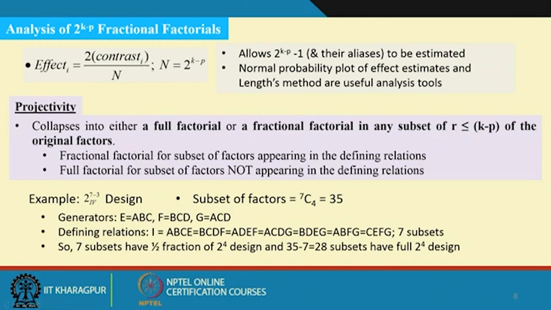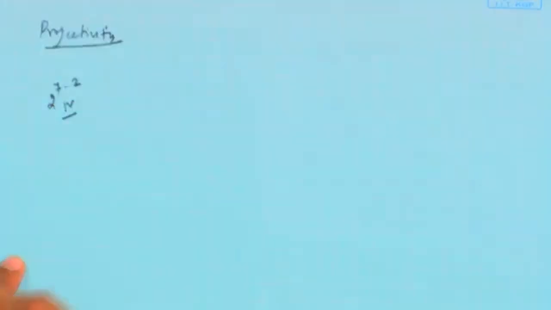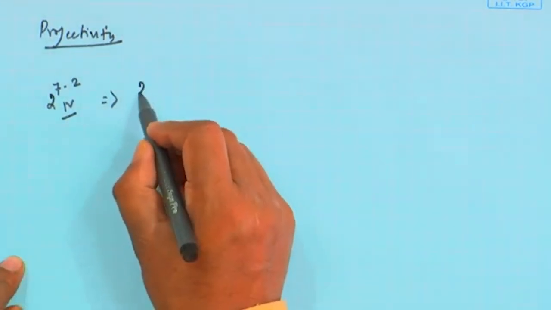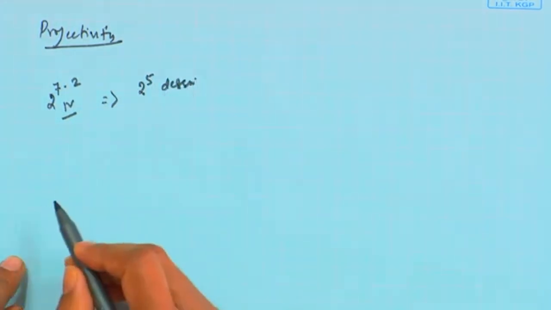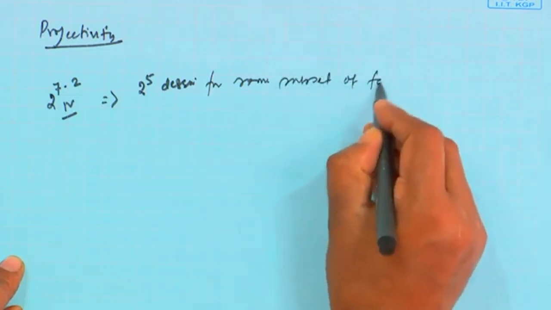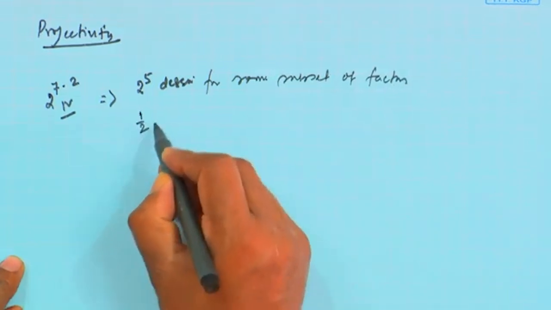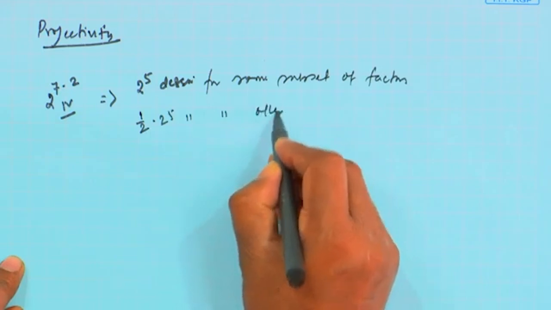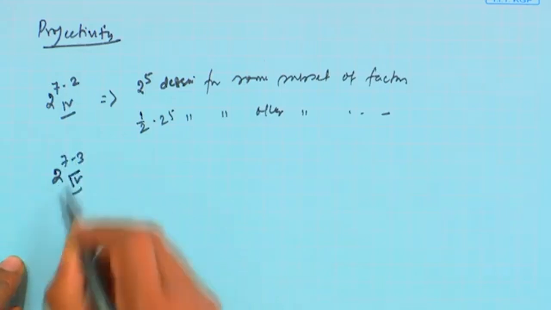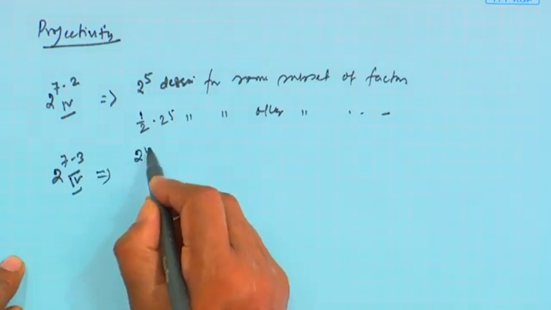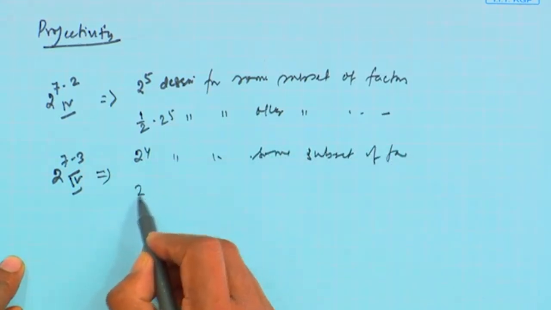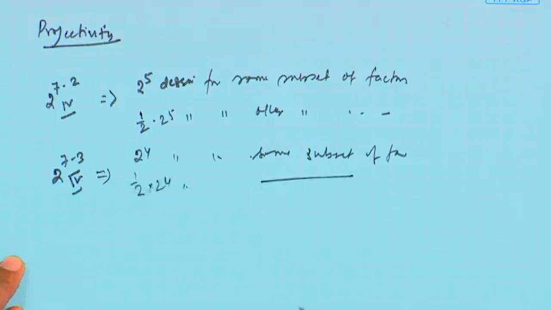What does it mean? Suppose you are talking about a 2 to the power 7 minus 4 design, let it be. Then you will find a 2 to the power 3 design for some subset of factors, and a fraction, maybe one half of the 2 to the power 3 design, for other subsets of factors. If you consider a 2 to the power 7 minus 3, suppose, design, here you will get a 2 to the power 4 design for some subset of factors and maybe one half of the 2 to the power 4 design for some other subset of factors.